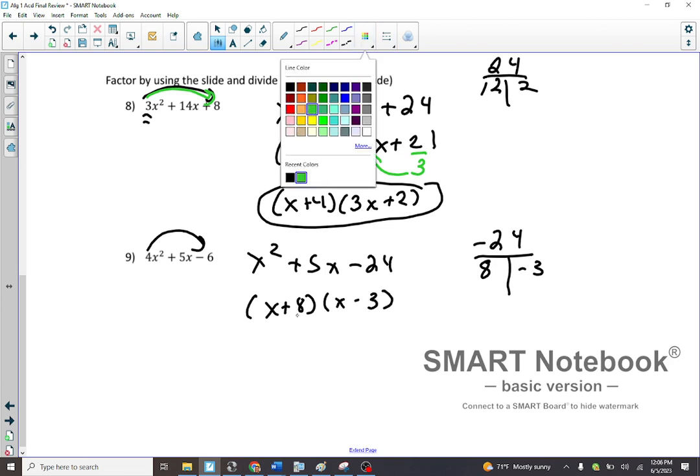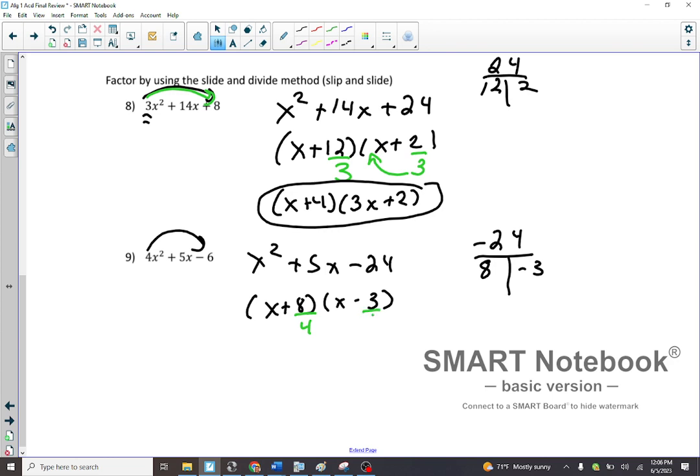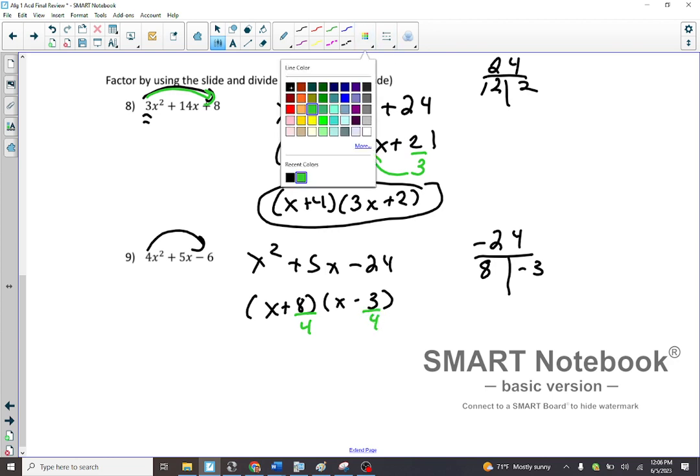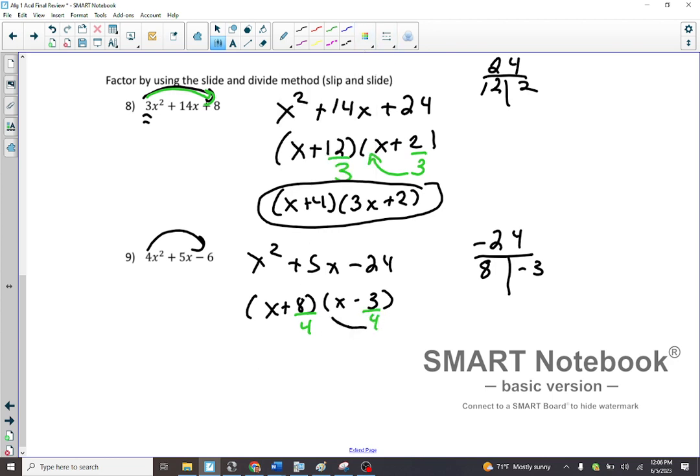Then we're going to divide by 4 on both sides because that's what I borrowed. The left side is good, but the right side I need to give back. So it's going to be x plus 2 and 4x minus 3.